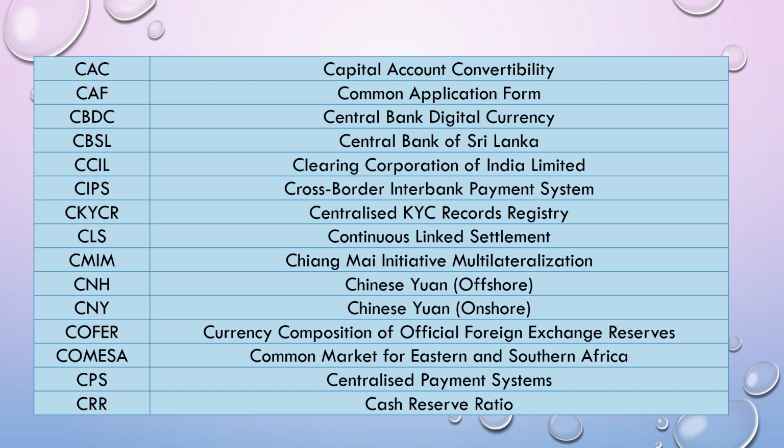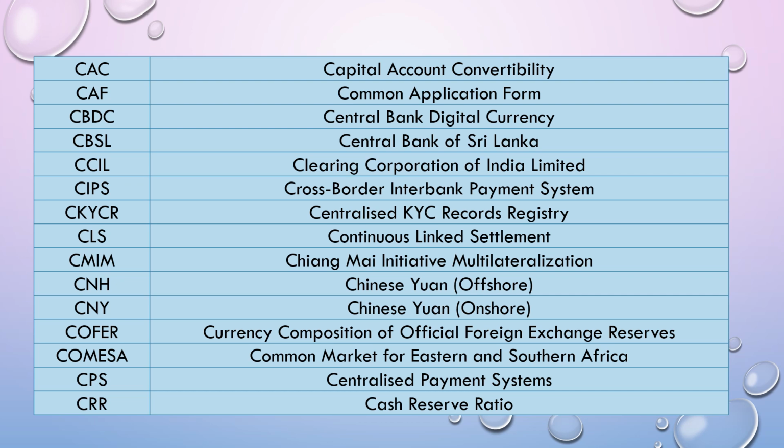CLS, Continuous Linked Settlement, is an initiative by a consortium of the world's largest foreign exchange clearing banks to address the risk of loss of principal associated with the settlement of foreign exchange trades, often known as foreign exchange settlement risk. CMIM, Chiang Mai Initiative Multilateralization, is a multilateral currency swap arrangement among the 10 members of the ASEAN nations, the People's Republic of China, including Hong Kong, Japan, and South Korea.